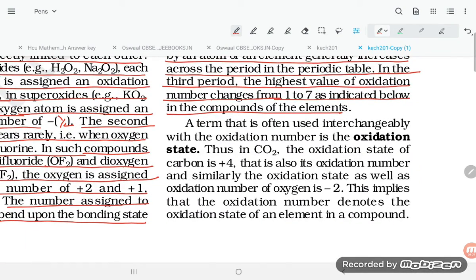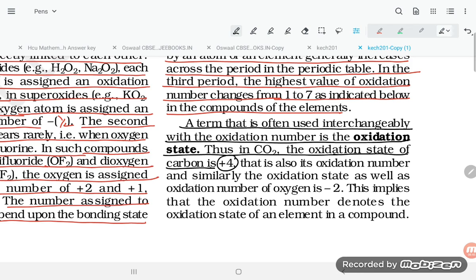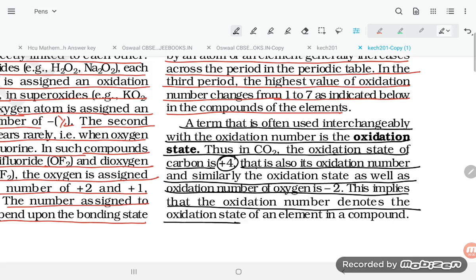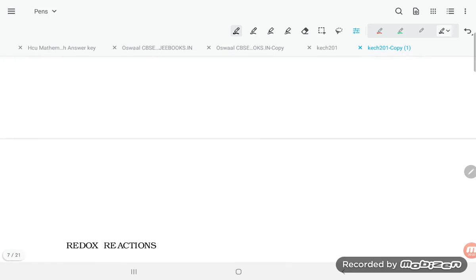Okay, next point: the term oxidation state is often used interchangeably with oxidation number. In carbon dioxide, the oxidation state of carbon is +4, that is also the oxidation number, and similarly the oxidation state as well as oxidation number of oxygen is -2. This implies that the oxidation number denotes the oxidation state of the element in a compound.